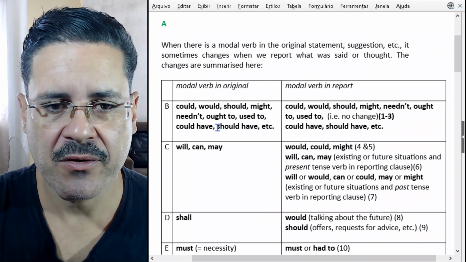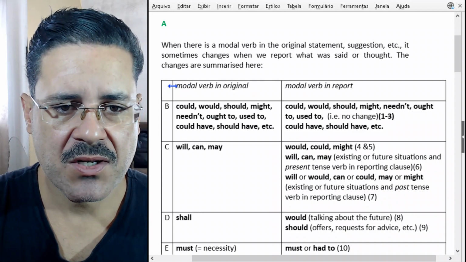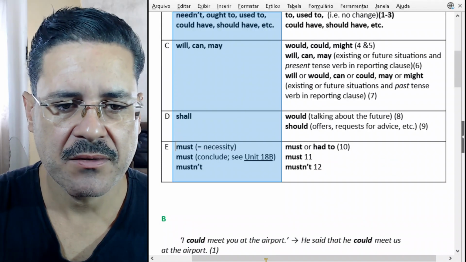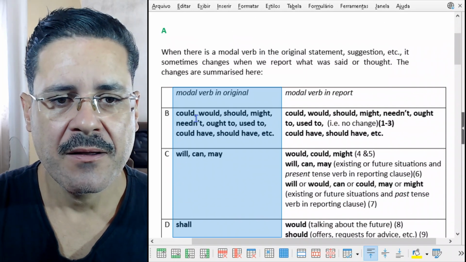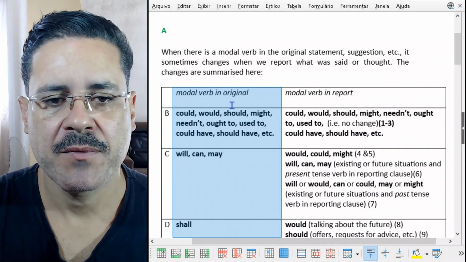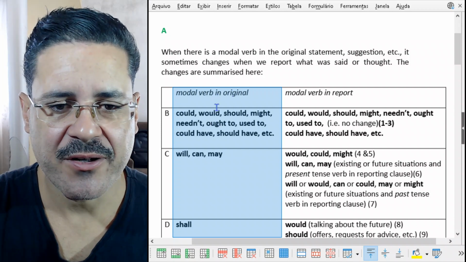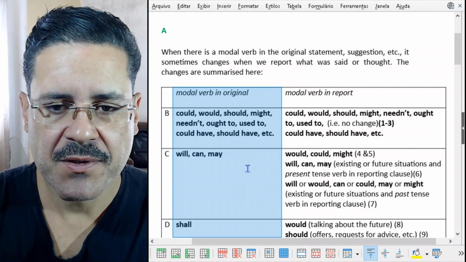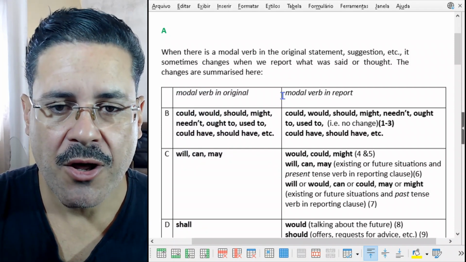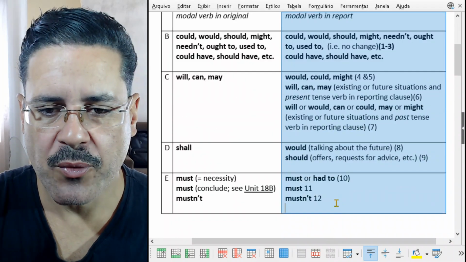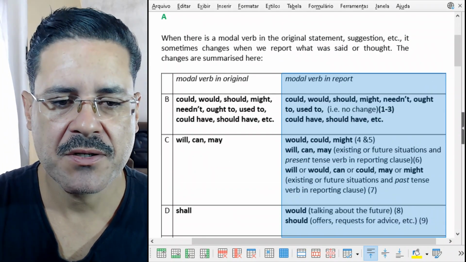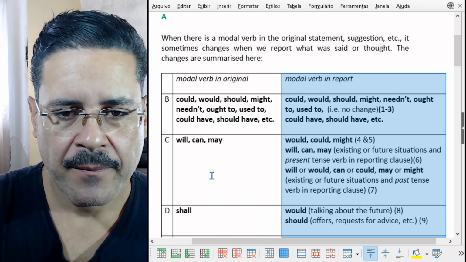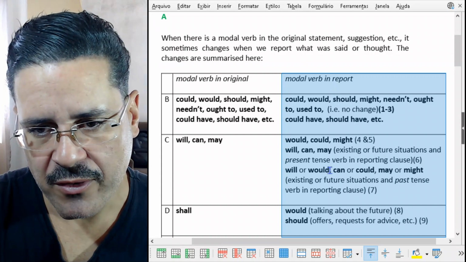So for example, we've got this column on the left where we're using the modal verbs in the original. So when we've got these verbs in the original statements, for those verbs, we're going to use those verbs in the reporting clause. So notice that it's not that difficult. For those verbs on the left, we're going to use those verbs on the right.